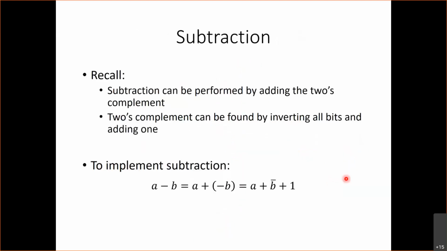Next, we looked at subtraction. We said that subtraction can be expressed as adding the 2's complement, and the 2's complement can be obtained by inverting a value and then adding 1. So we implemented subtraction in the ALU by taking advantage of the fact that we already have addition, and we inverted the second operand and added 1.